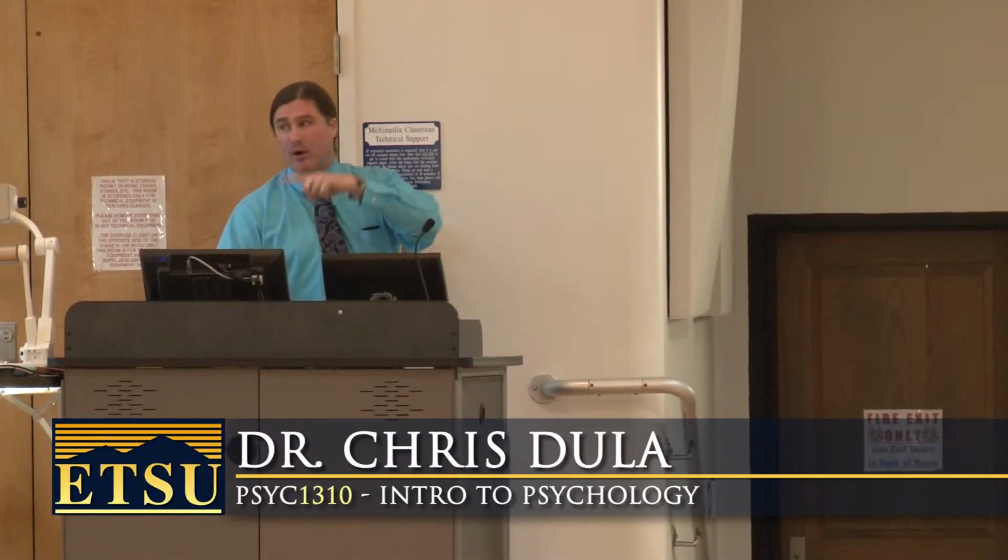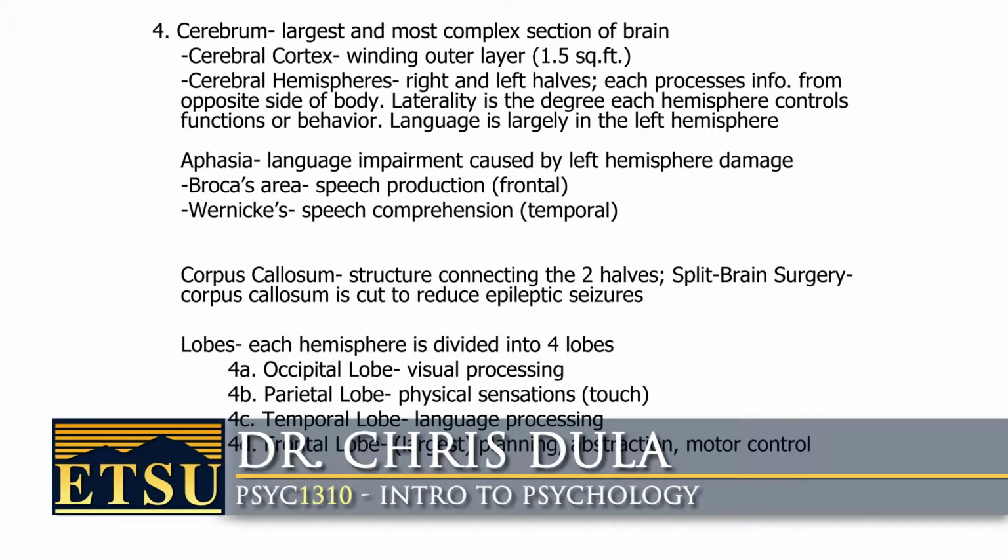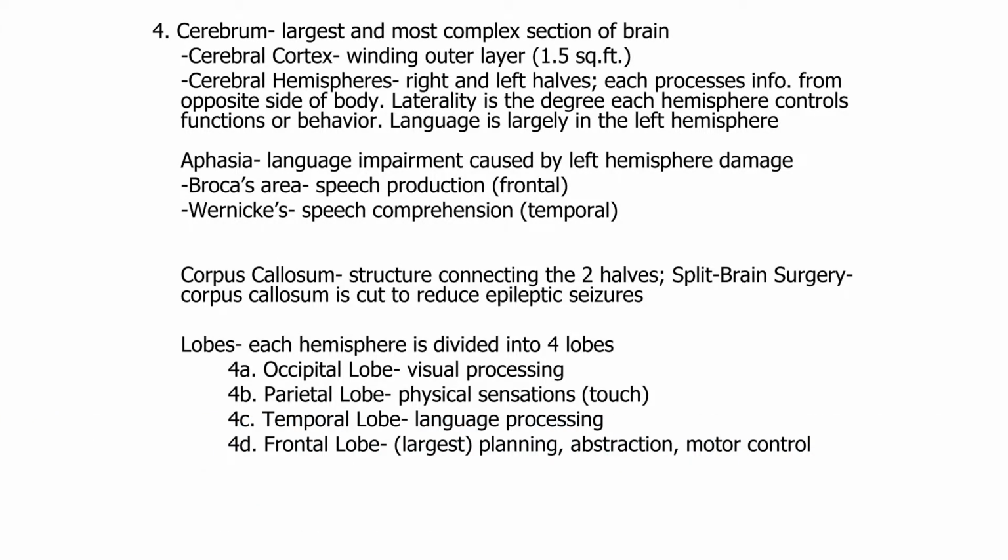So we're going to look at the cerebrum on the next page. Mac and cheese. The largest, most complicated area of the brain, we've got the cerebral cortex, the winding outer layer, about 1.5 square feet. And then we're going to divide our brain into two halves, cerebral hemispheres. When we're talking about the cerebral cortex, we're talking about that outer layer of the brain that you're familiar with seeing, and we'll see some graphics shortly. But that outer winding layer of what we call cerebral cortex is what looks like that bulbous mac and cheese.